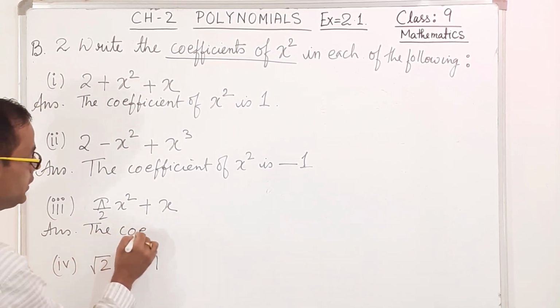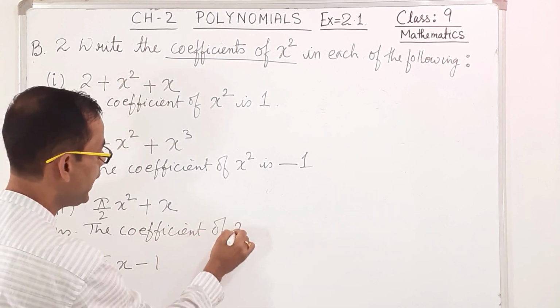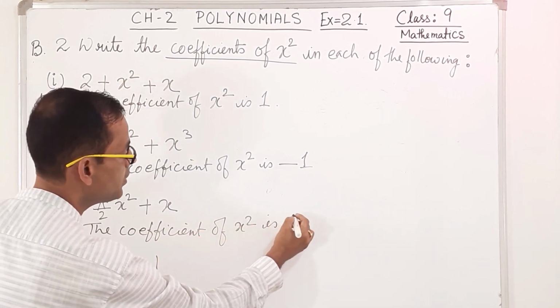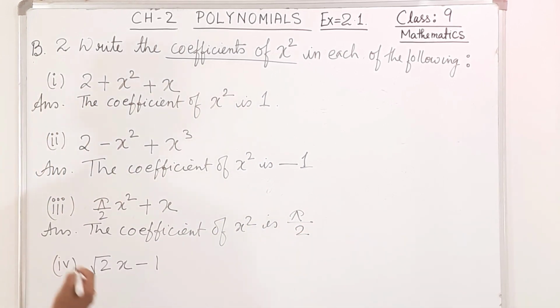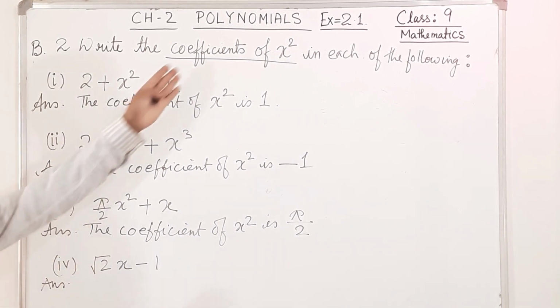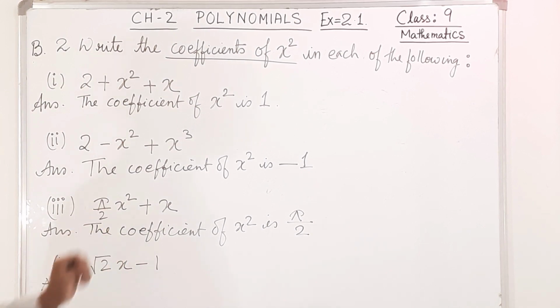The coefficient of x square is pi by 2. Clear? Now the fourth one is what? Root 2x minus 1. Now you will be thinking, where are they asking the coefficient of x square? Here there is no x square. That means when there is no x square, the coefficient is 0.